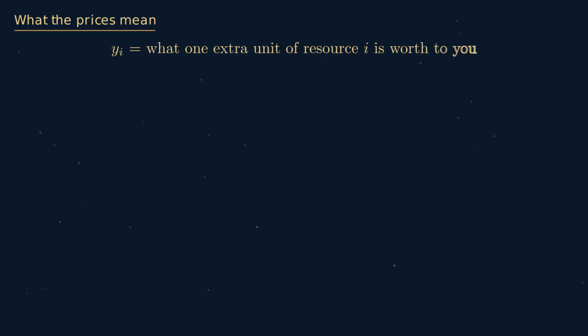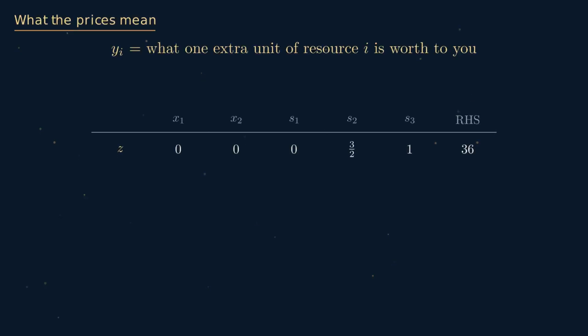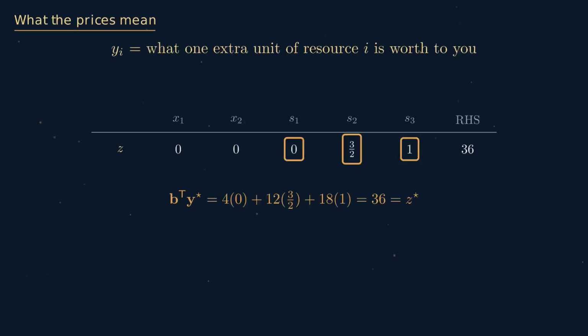So what are these prices, physically? Each one is a shadow price, the extra profit you would earn if one more unit of that resource appeared on your shelf. Here is the practical shock. You never have to solve the dual. When you finish the simplex method on the maker's problem, the final objective row already contains it. The entries sitting under the slack columns are the dual variables. 0, 3 halves, 1. Exactly the numbers we just worked out by hand. Weight them by the supplies, and you get 36 again.